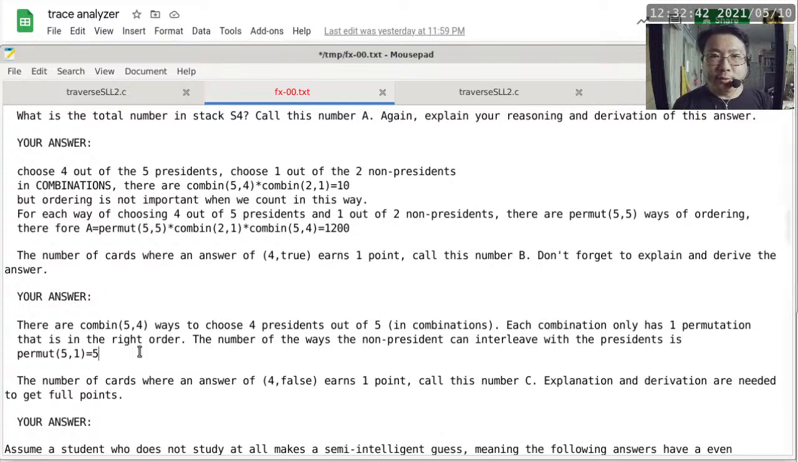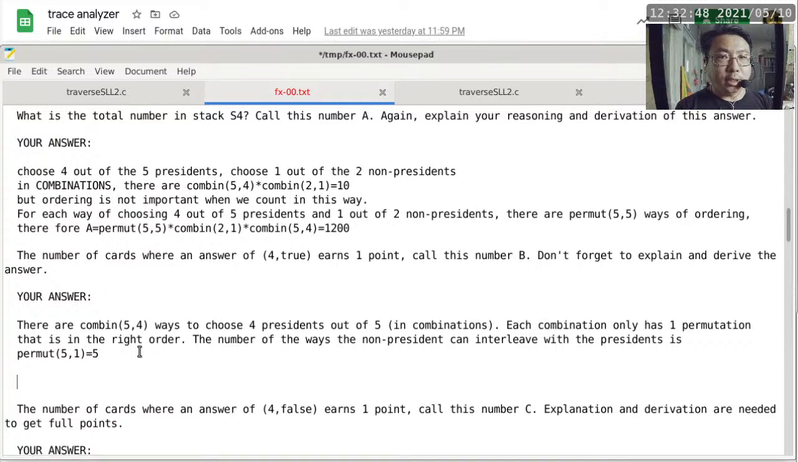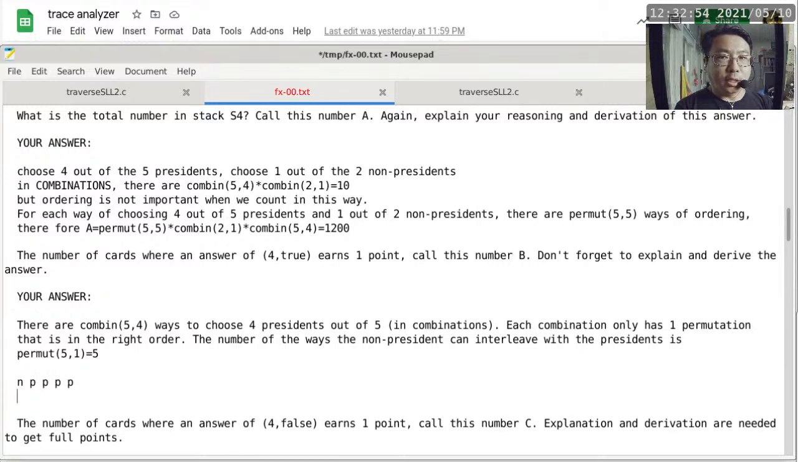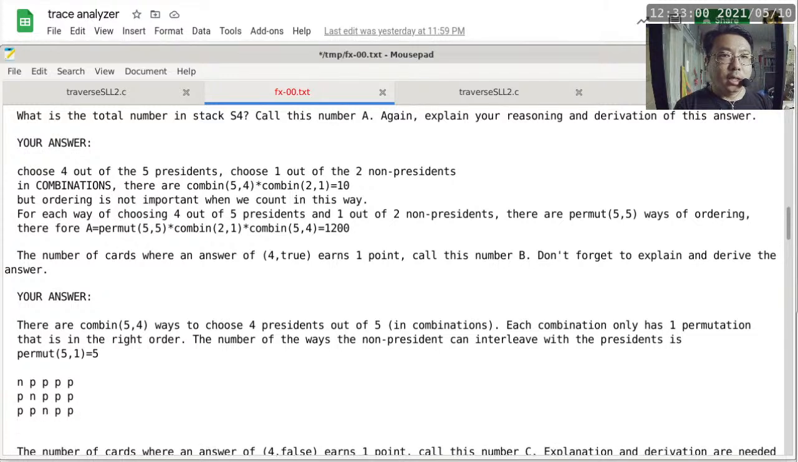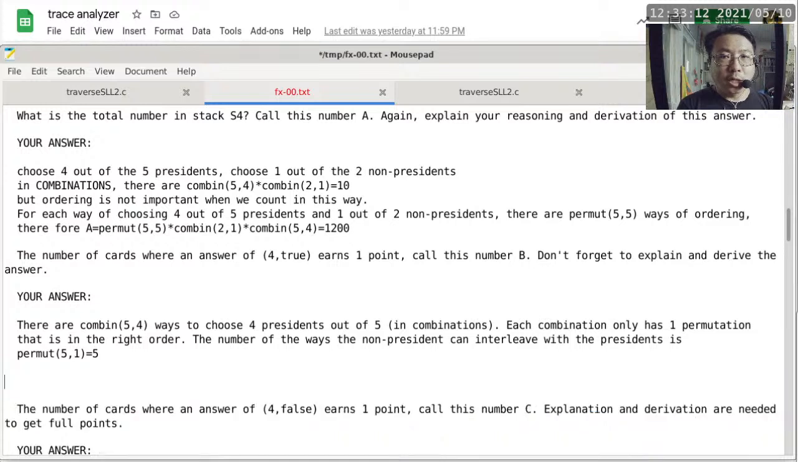All right, so we have 5 ways of interleaving, and that kind of makes sense. If you think about it, we'll use n as non-president and p as president. So we have n p p p p as 1, p n p p p as 1, p p n p p as 1. At this point, I think most people can see that there are 5 ways to interleave the non-president with the presidents. In the case where we have multiple non-presidents, it's going to be a permutation thing because the position does matter. Where we put Einstein and where we put Schwarzenegger is important because we are talking about overall permutations.